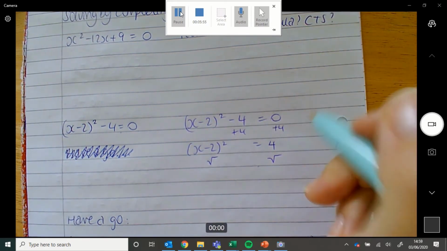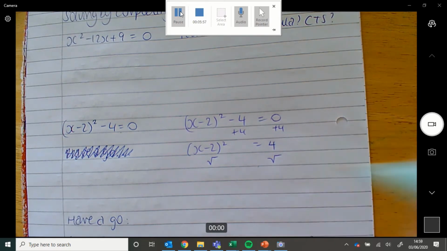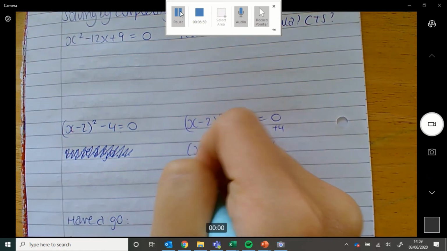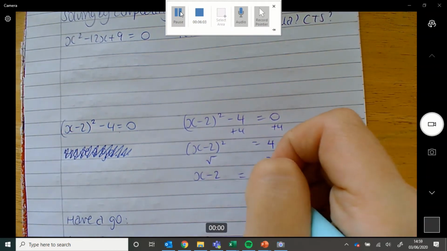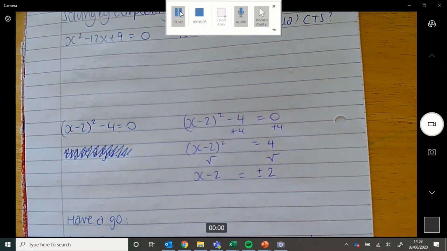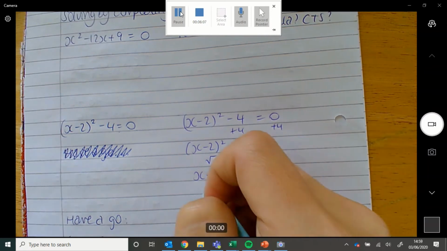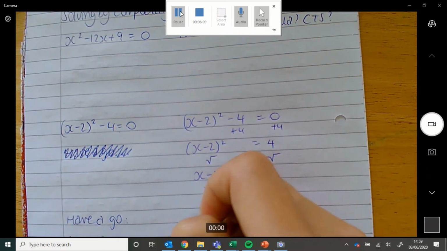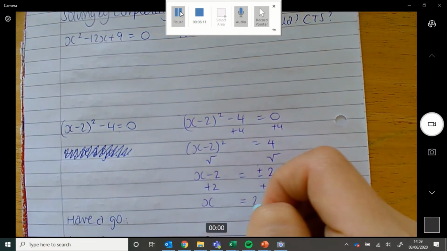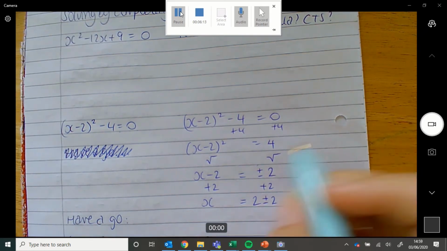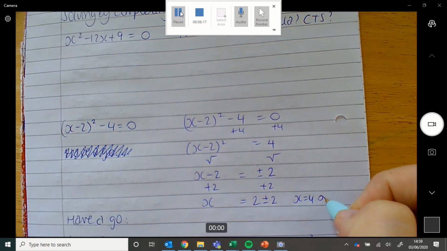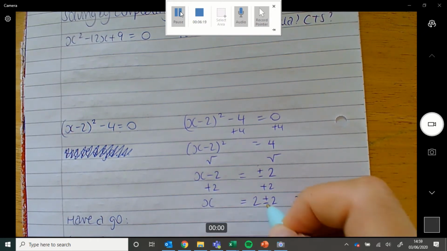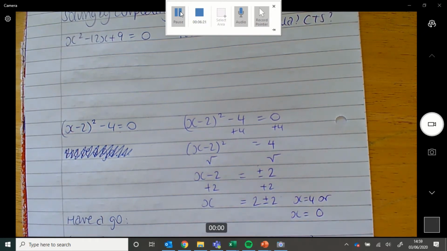I need to remember that when I square root a number, I get the positive and the negative answer. So when I square root this, I just get x minus 2, and when I square root that, I get positive and negative 2. Then I'm going to add 2 onto both sides. So that gives me x is equal to 2, add or minus 2. So if I do the positive version, it's 4. Or if I do the negative version, 2 take away 2 is 0.